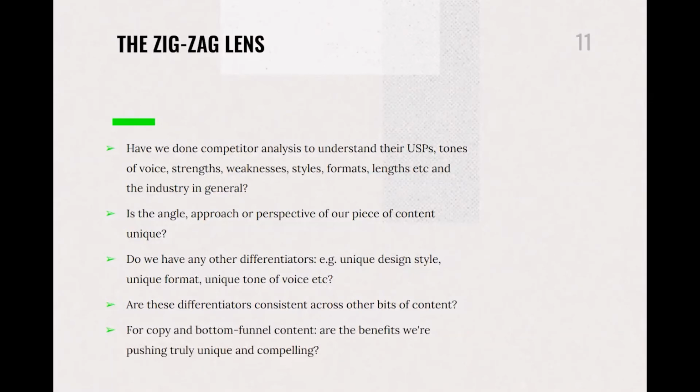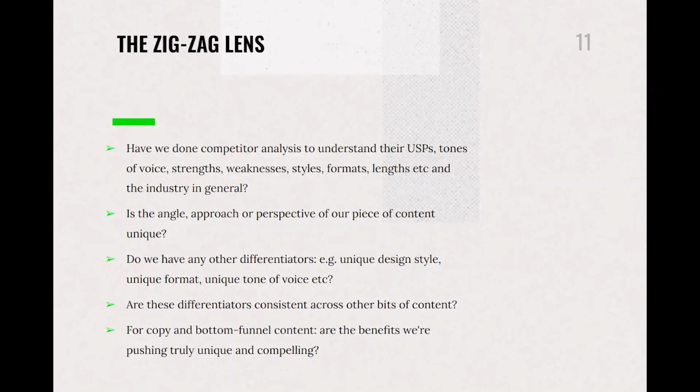And the last point here, so for copy and bottom funnel content, are the benefits you're pushing truly unique and compelling? So this is now moving over to the copywriting side of things. As I said, the 13 lenses apply to both copy and content. So here, when it comes to trying to convert people at the bottom of the funnel, are you picking benefits for your brand, or the brand you're working with, that all of their competitors are saying?